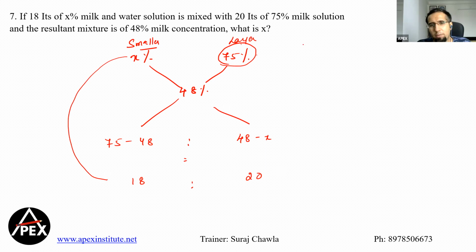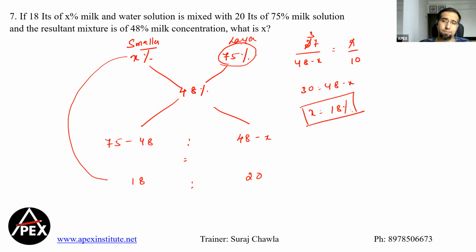Now this is the ratio we mix them. So therefore, what are we talking about? We're talking about 27 by 48 minus X is equal to 9 by 10. So 9 ones are 9, 3s are 27. So what do we get? We get 30 is equal to 48 minus X, or you get the value of X is equal to 18 percentage, which is perfectly right.